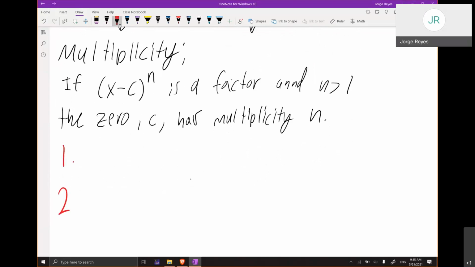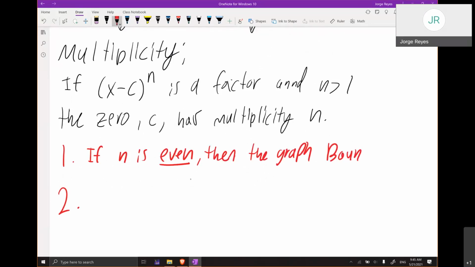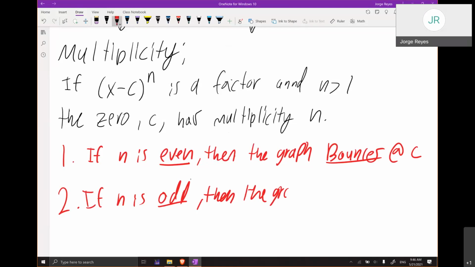So here are the two rules with multiplicity, okay? If multiplicity, okay, so if n is even, okay, then the graph bounces at c. But if n is odd, then the graph crosses at c, okay?